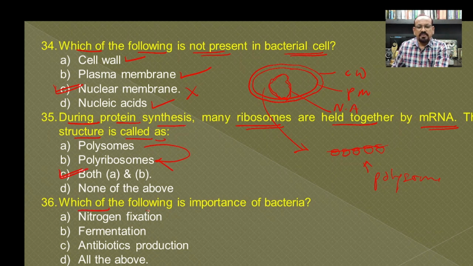and hence both A and B become the answer for this question. Then, which of the following is importance of bacteria? Number 1, nitrogen fixation. Many bacteria like the rhizobia, which are found in association with the leguminous plant, are involved in nitrogen fixation. Again, there are many free living bacteria which are also involved in the process of nitrogen fixation. Then fermentation, that is the alcoholic fermentation, lactic acid fermentation, which are carried out with the help of bacteria. Then antibiotic production, many antibiotics, streptomycin is one of the antibiotics synthesized from the bacteria. So all these three are importance of the bacteria, and hence D will be the correct answer for this question.